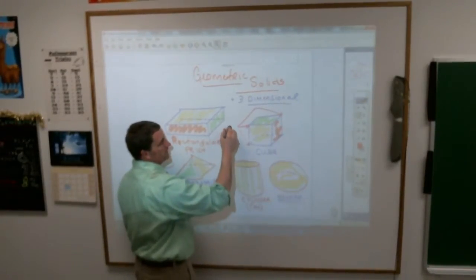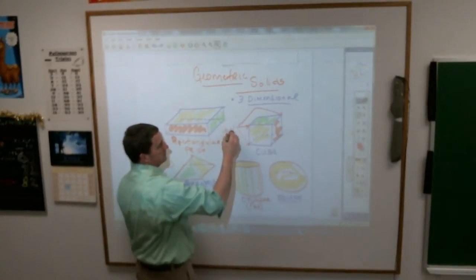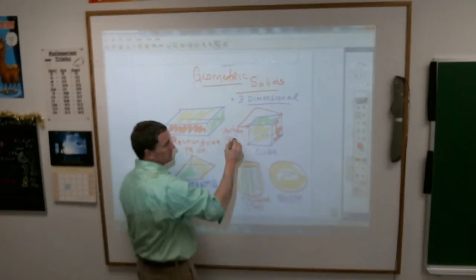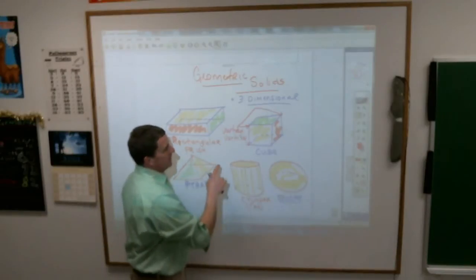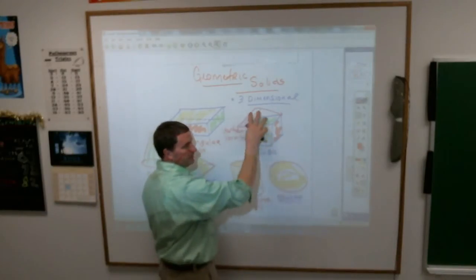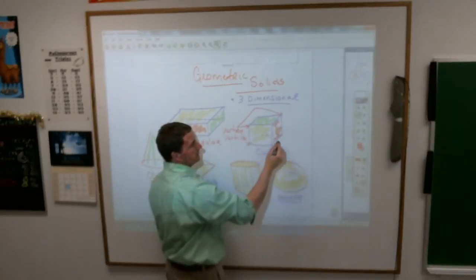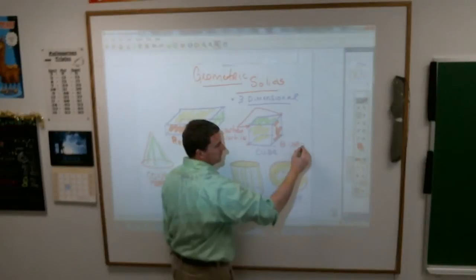The little points are called vertices. One of them is a vertex. The plural of vertex is vertices, so we're talking about more than one. How many vertices does a cube have? Count them up. 1, 2, 3, 4, 5, 6, 7, 8. It has 8 vertices.